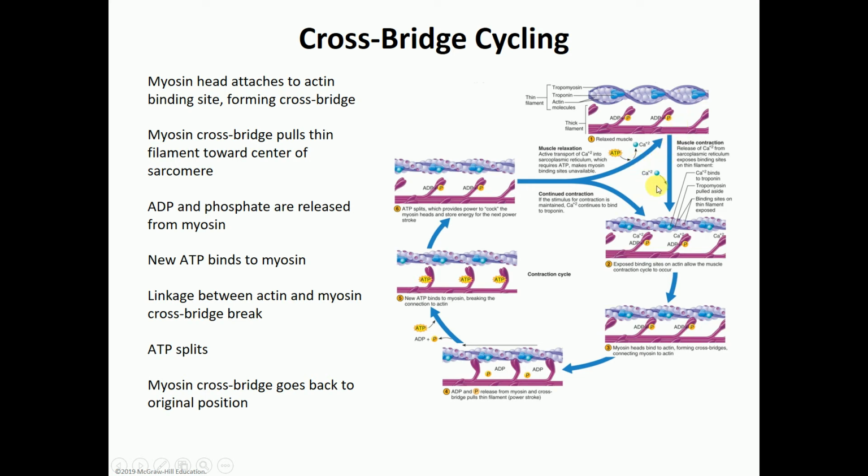When calcium comes in, calcium is released from the sarcoplasmic reticulum. Calcium will attach to these troponins, these light blue proteins, and they will change their shape. And now you can see those little purple binding sites. Those are the binding sites that the myosin head will attach to.